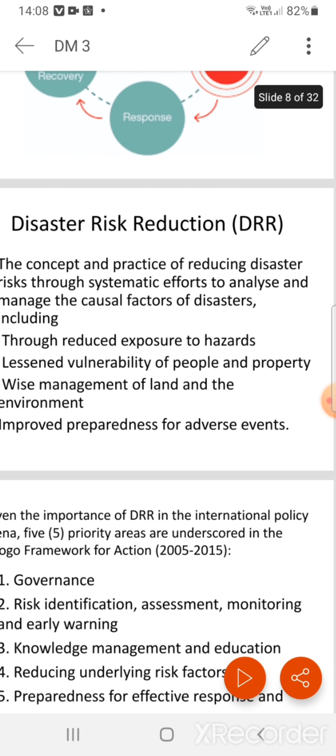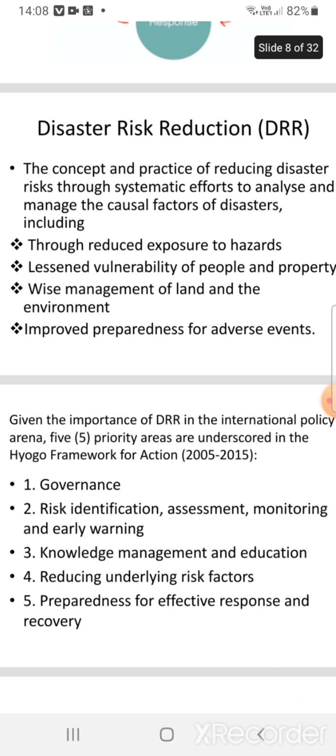The next important term that is connected with disaster risk management is disaster risk reduction. Now regarding disaster risk reduction, the short form is DRR, that is, disaster risk reduction. Disaster risk reduction involves the concept and practice of reducing disaster risk through systematic efforts to analyze and manage the causal factors of disasters.